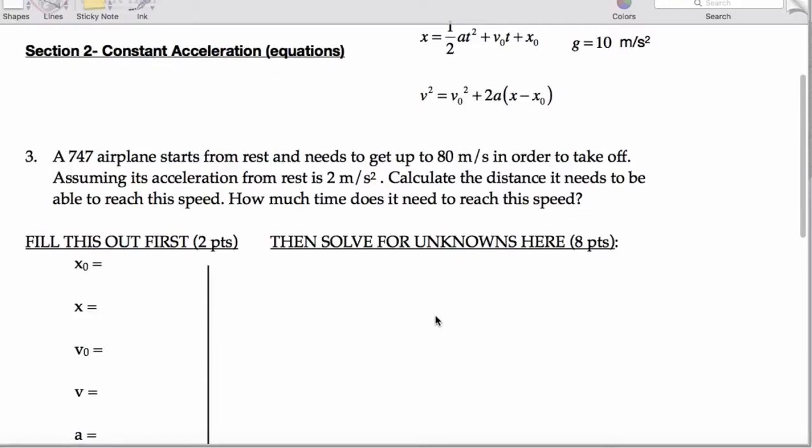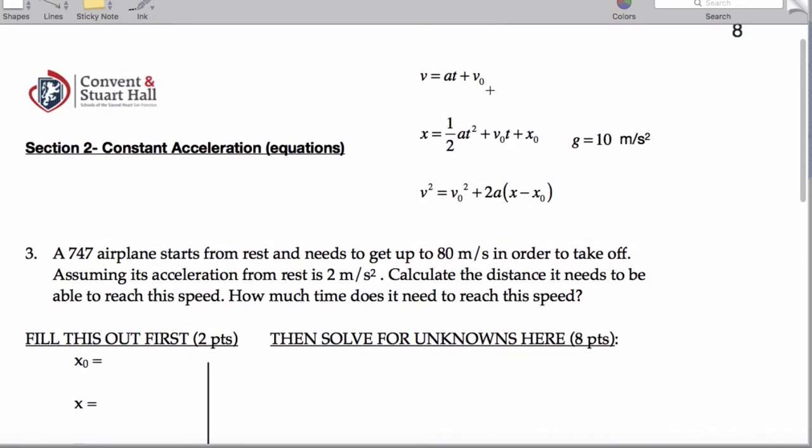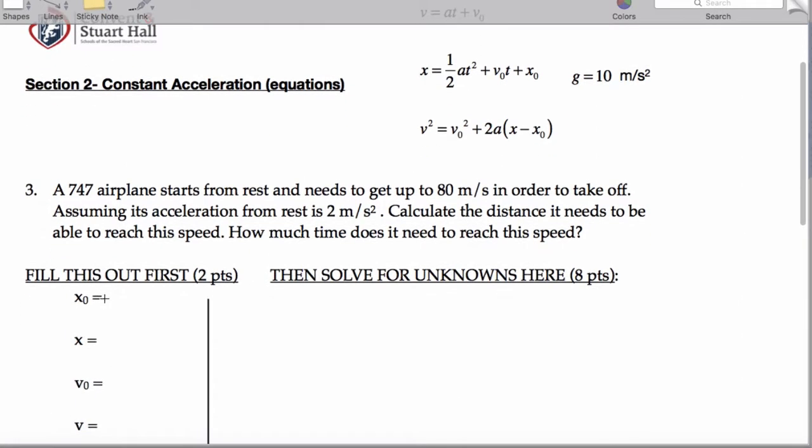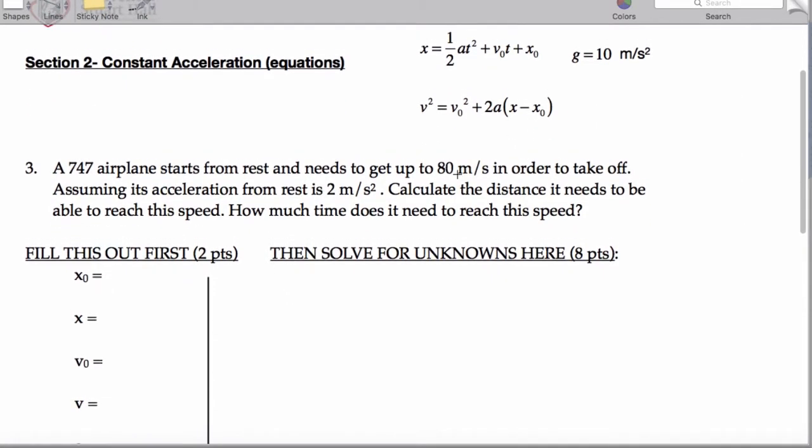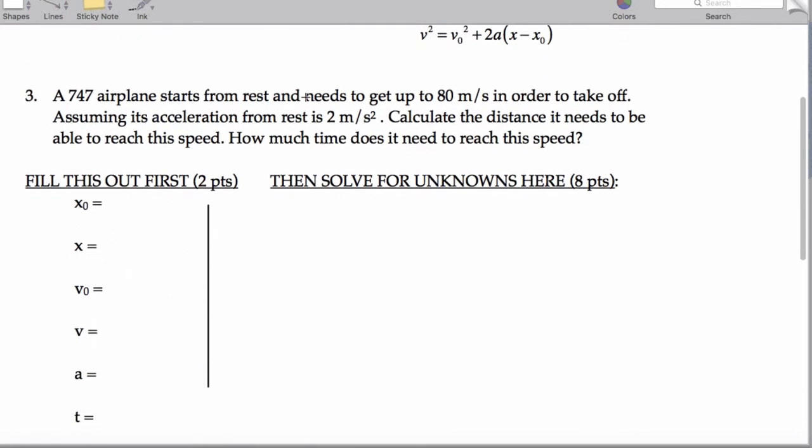All right, I'm going to take a look at problem number 3 here, and we're going to be using our acceleration equations, and I want to get a little clear on how we should use those. So first of all, when we're doing problems like this, we want to first begin by writing out the values of the variables that we are given in the problem. So a couple hints.